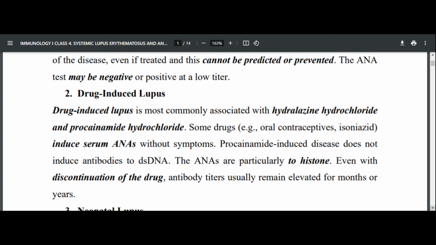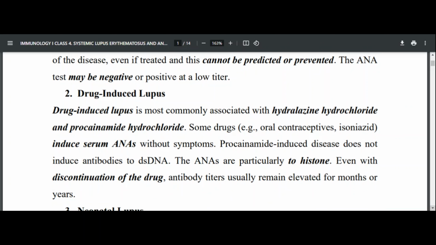Procainamide-induced lupus does not induce antibodies to double-stranded DNA, but of course antinuclear antibodies, particularly antibodies to histones. Even with discontinuation of the drug, antibody titer usually remains elevated for months or even years. The antinuclear antibody in drug-induced lupus is an antibody against histone, and histone is a protein in the nucleus, right? So even if you discontinue the drug, sometimes the antibody remains elevated for a long time.